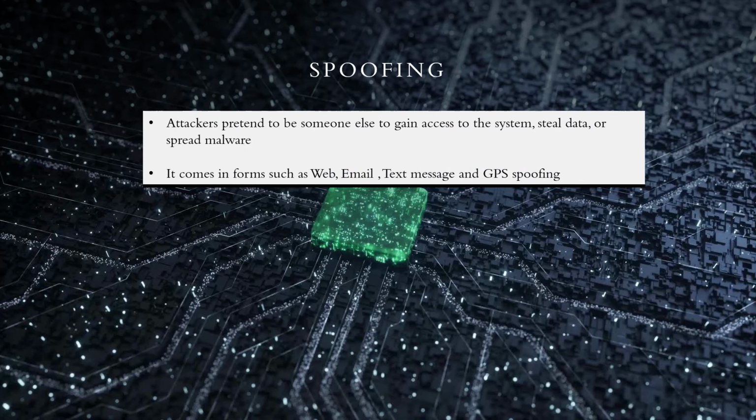Spoofing is a cyber attack in which someone or something pretends to be something else to be able to get access to the system, steal data, steal money, or spread malware. Spoofing attacks come in many forms, such as email spoofing, website spoofing, text message spoofing, and GPS spoofing.